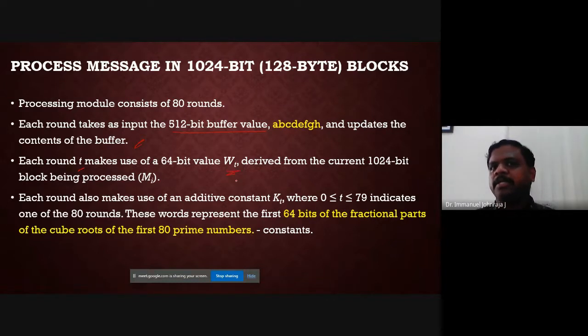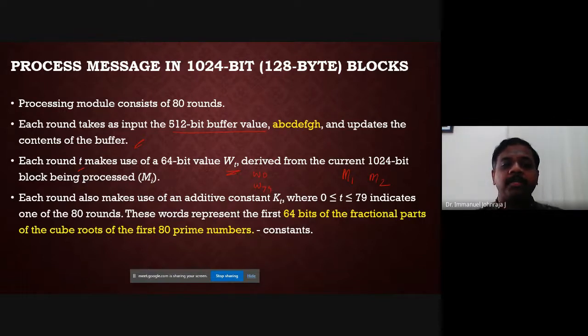What is this W? This is a word derived from the original message M. If it is from M1, M1. If it is from M2, M2. So from every message, 64-bit values are derived. How is it derived, sir? Wait, we have a screen for that. But messages are derived. So it starts from W0 up to W79.